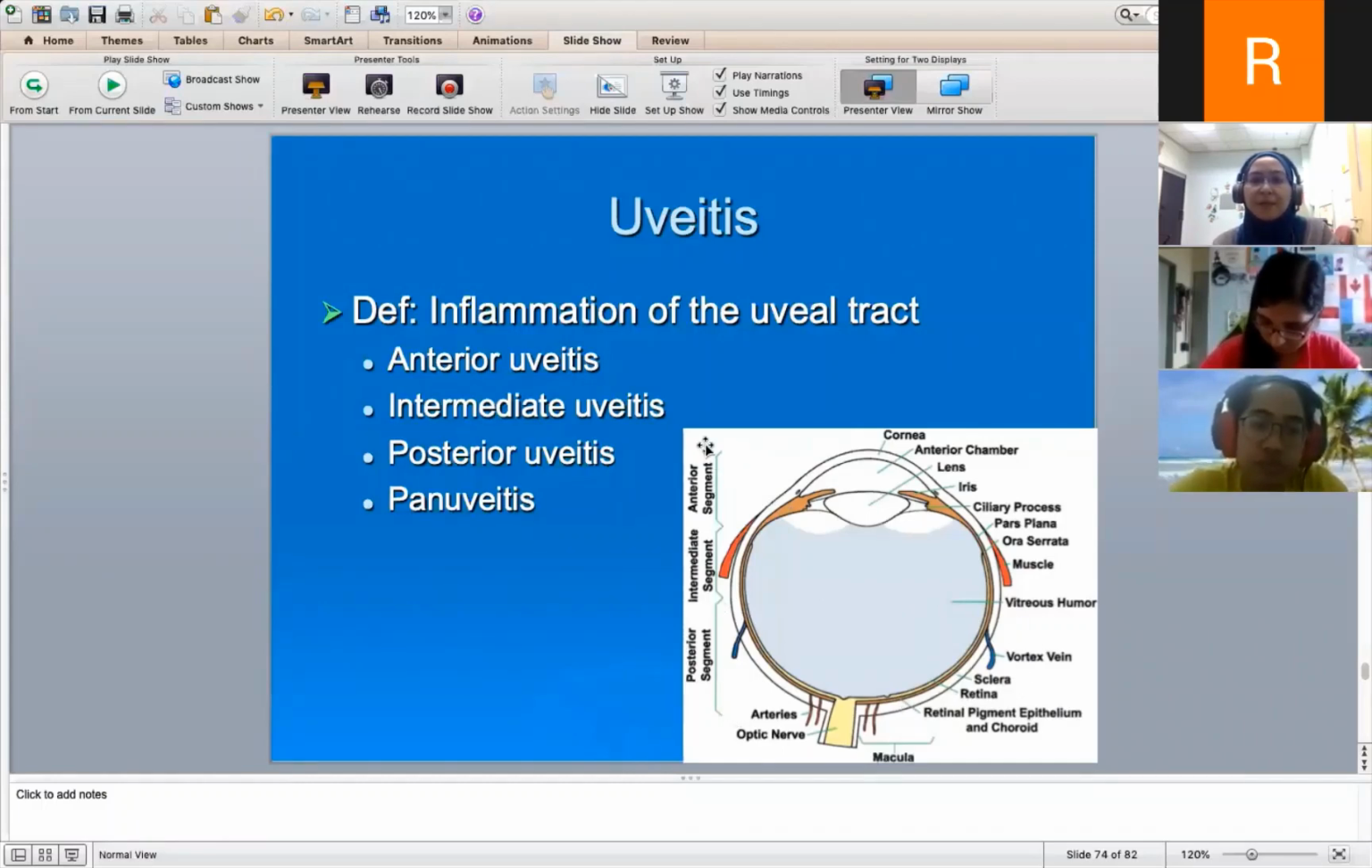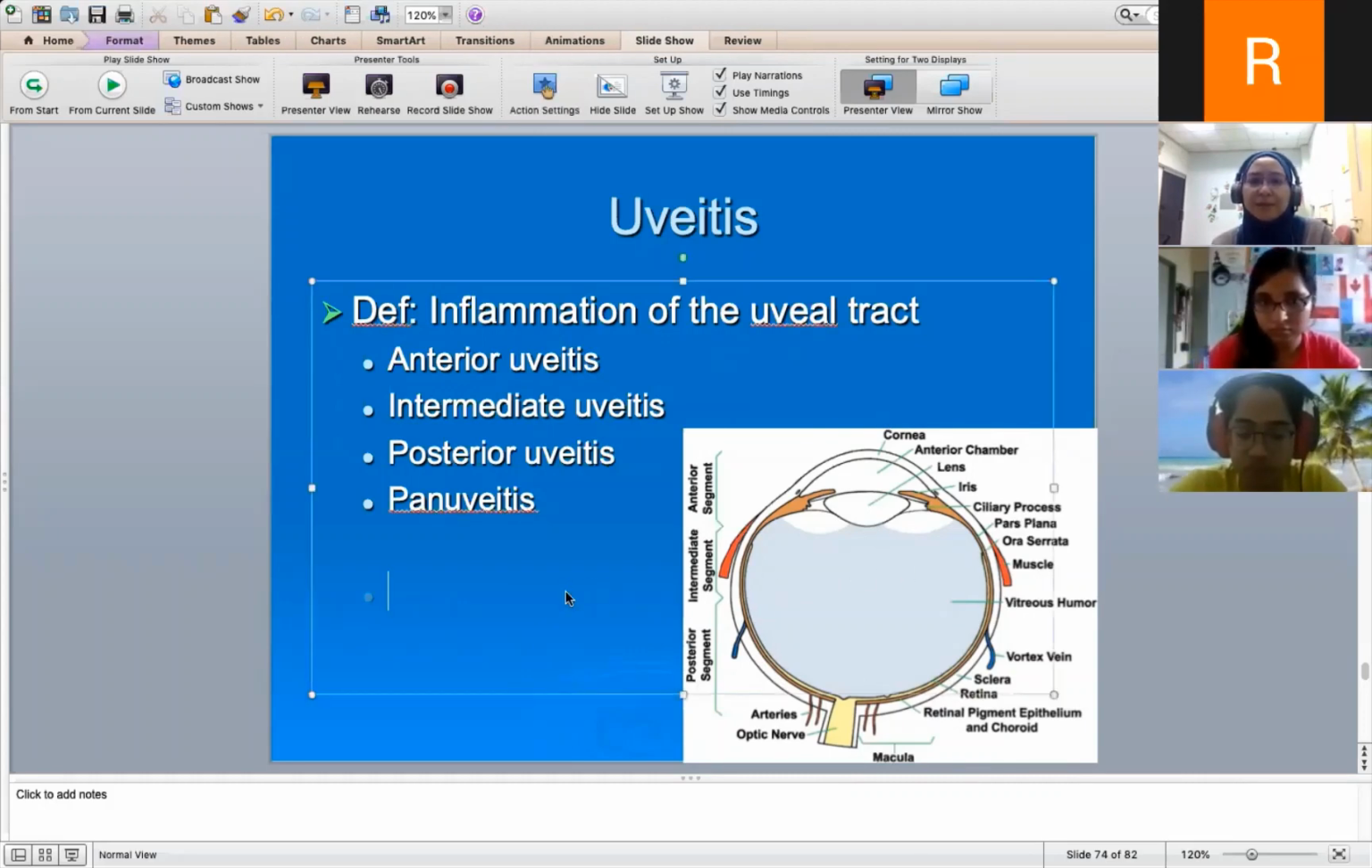If it occurs from anterior to the back, we call it panuveitis. Okay, but for your level, if you know a bit about anterior uveitis and posterior uveitis, that is enough. Intermediate uveitis, you don't need to know that much. Yeah, you don't need to do that.